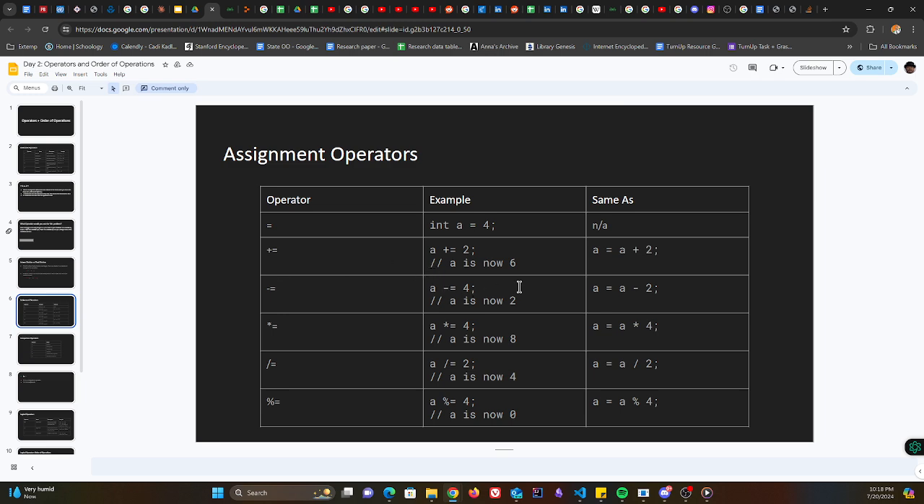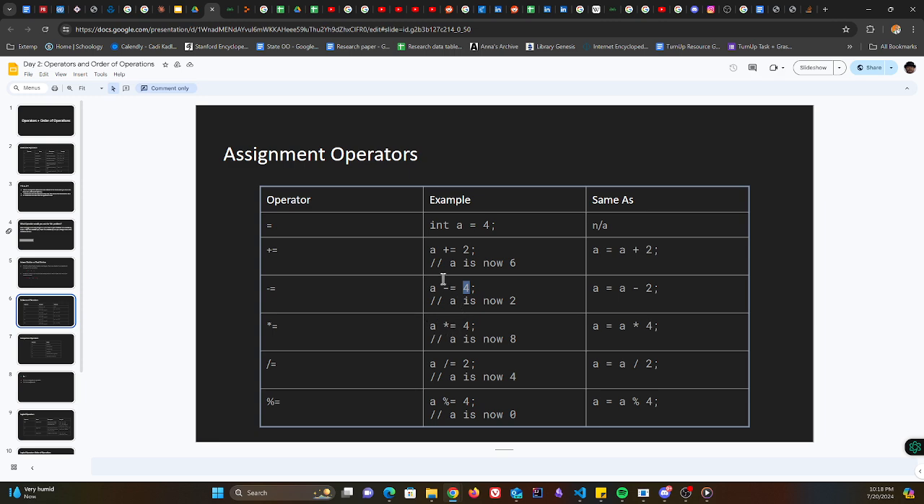The minus equals is the same, but you're subtracting 2 from a. This should be 2, by the way. I messed up on that. So a equals a minus 2. This is what the minus equals operator does. And then this is just multiplying a by 4. It's saying a equals a times 4. And it's a pretty simple pattern.